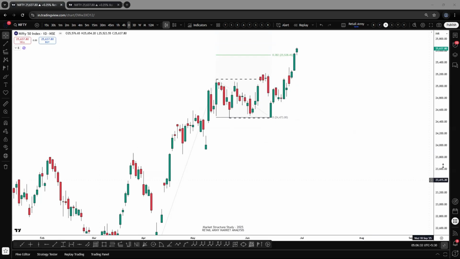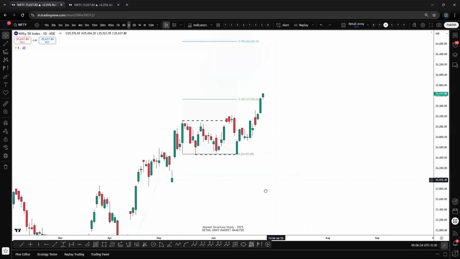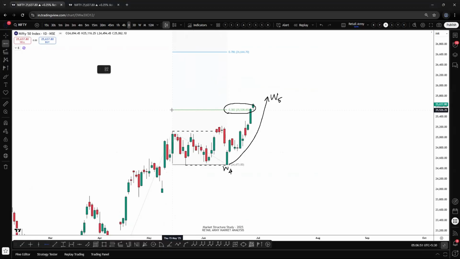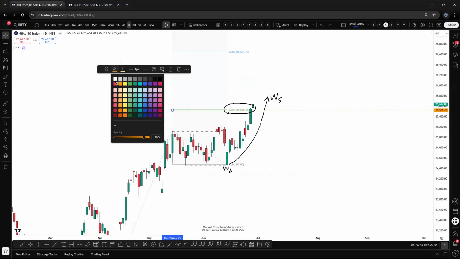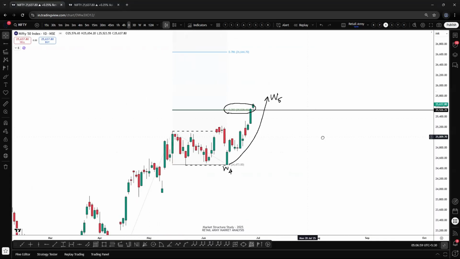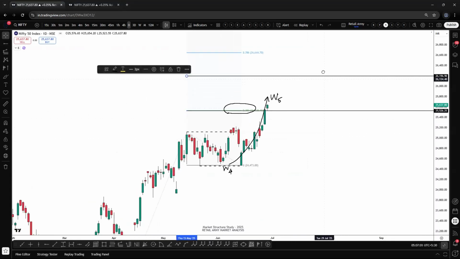Now the main question: how far can it go? If this is some fourth wave here, and this is some fifth wave, what did I teach you in the intermediate stage? That minimum 38% extension. Now, how do you do the extension? Where to mark? Again, those who have studied the intermediate stage will understand it. Okay, till where can we expect it to go?